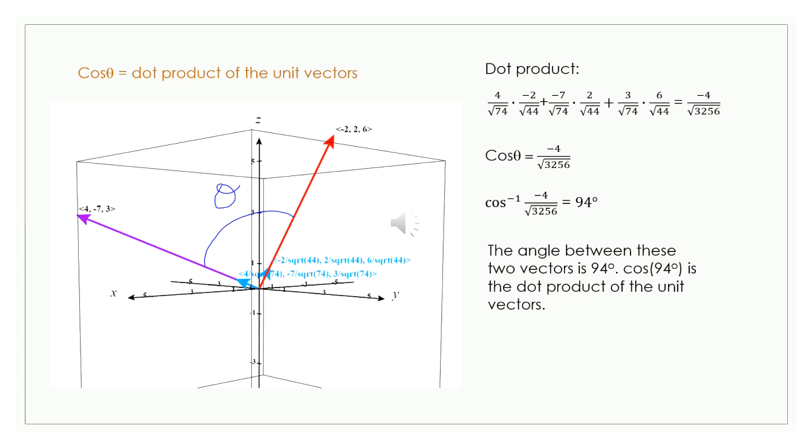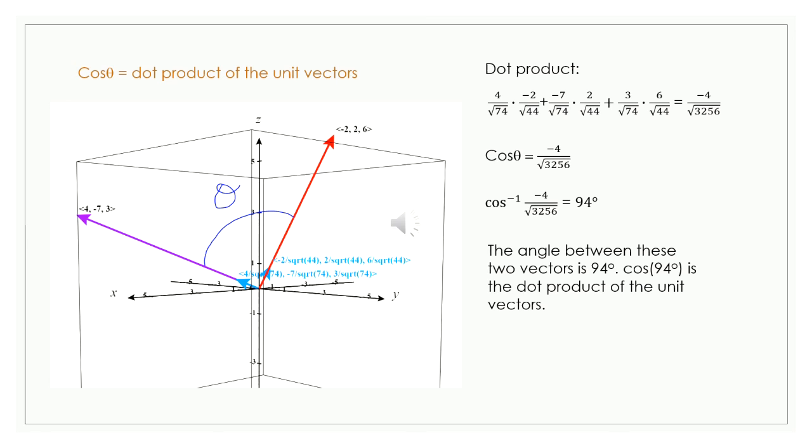So for our example here, we have 4, -7, 3. We already talked about how the length of that vector is the square root of 74, because 16 plus 49 plus 9 equals 74. We have a second vector, -2, 2, 6.